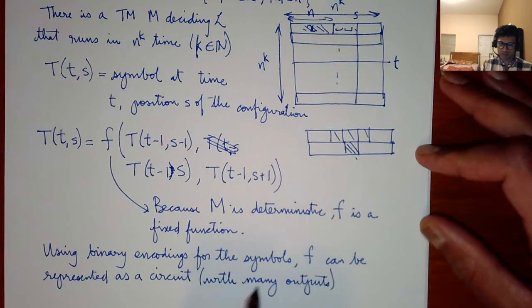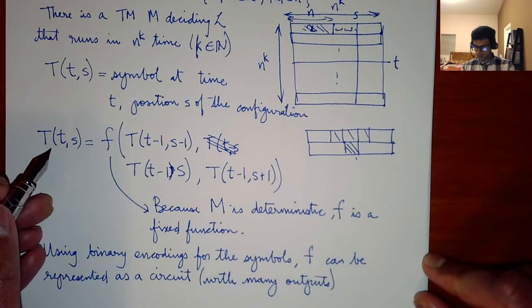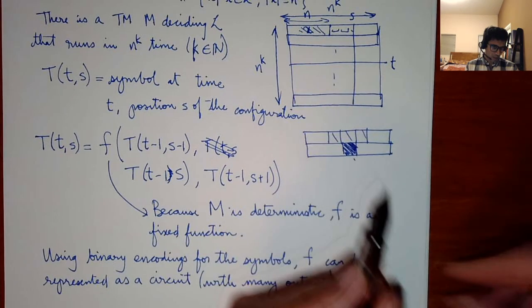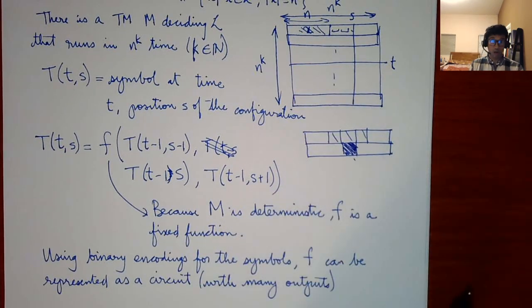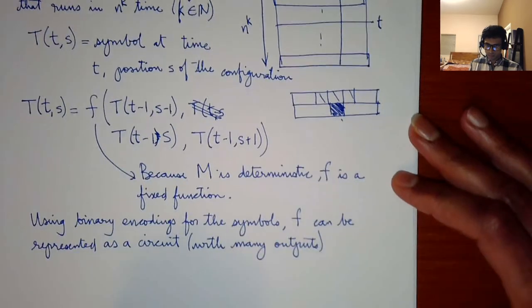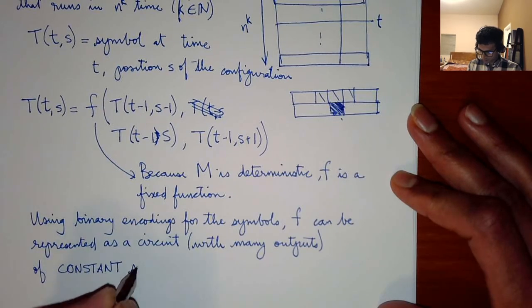And that's because you need to output the encoding of the symbol there, and that encoding may require many bits, but it's still some constant. So all of these are constants. As a circuit, what is important is of constant size.